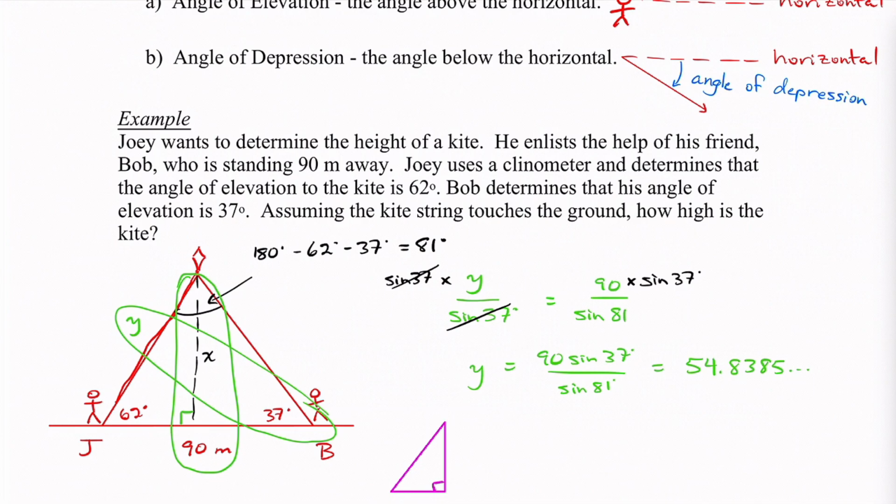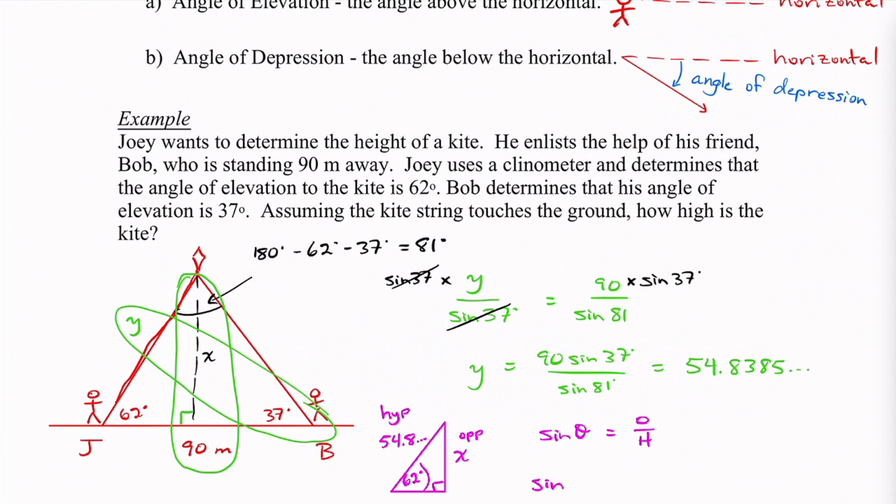So that was a 90. This was 62 degrees in there. And this side we just found was about 54.8 and then some other decimals. I can use that to find this side here. That was the side that we wanted to get, that x, the height of the kite. So this is opposite from the angle, and this is the hypotenuse. If I've got opposite and hypotenuse, that tells me I can use the sine ratio. So sine of theta is O over H.